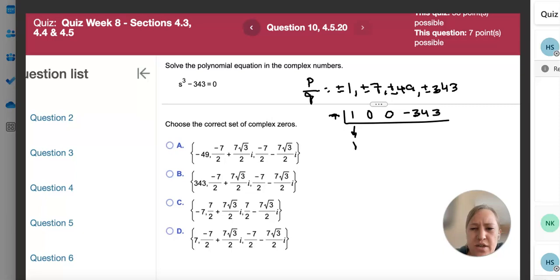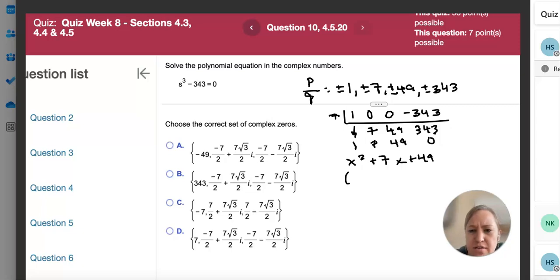So we bring down the 1, multiply it by 7, that gives us 7, add 7 to 0, that's 7, 7 times 7 is 49, that gives us 49, 49 times 7 is 343, and that gives us a remainder of 0. And so now our reduced equation is x squared plus 7x plus 49, because we figured out that 7 is a 0.